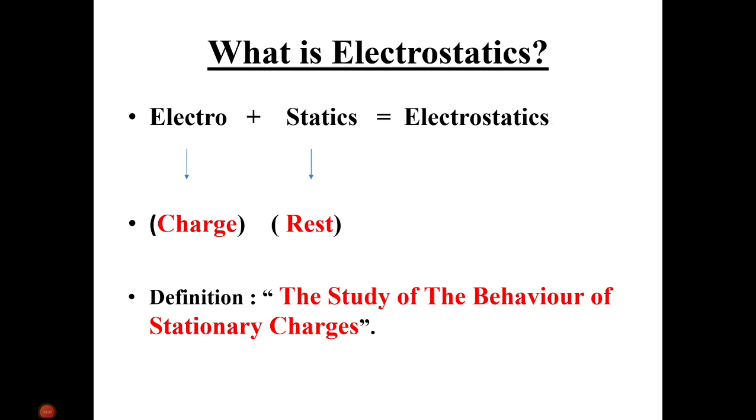So what is electrostatics? The word electrostatics can be split into two, that is electro and statics. Electro means charge and static is rest. So by definition, electrostatics is the study of the behavior of stationary charges.